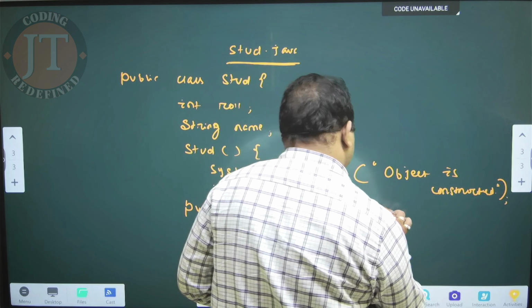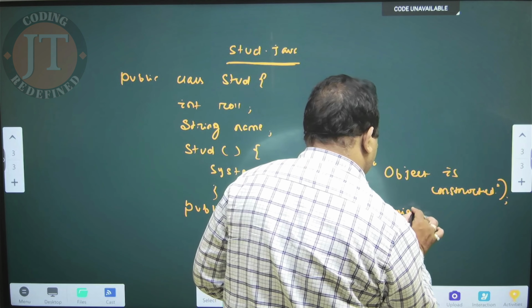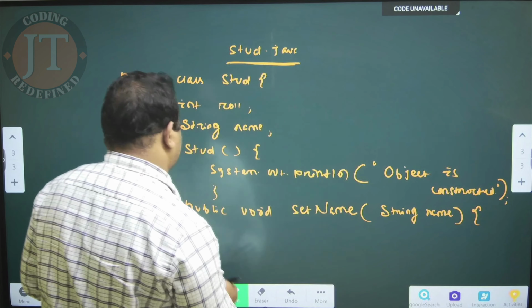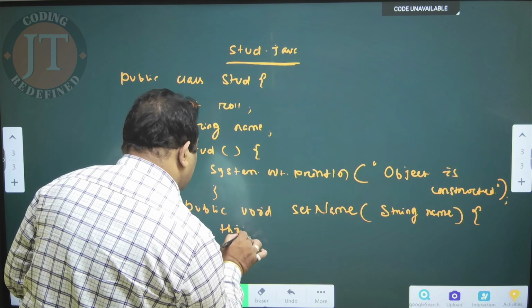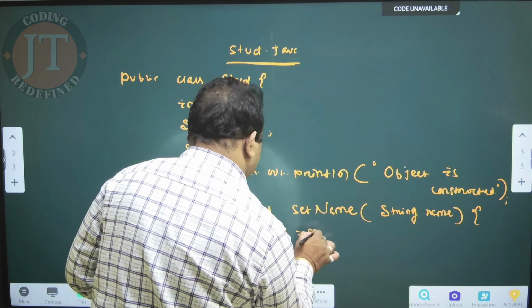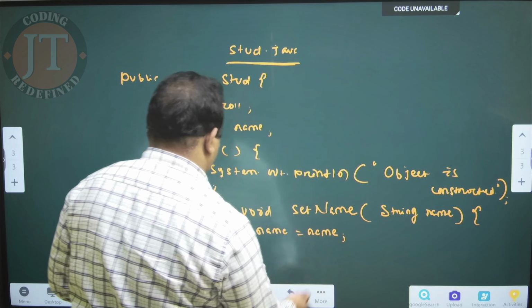What can I pass here? String name. Here you see my instance variable name and parameter name are the same. How can I differentiate them? this.name is equal to name.